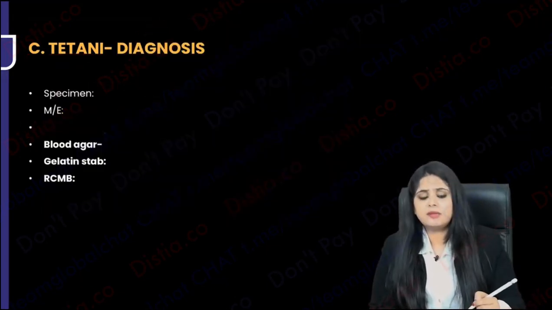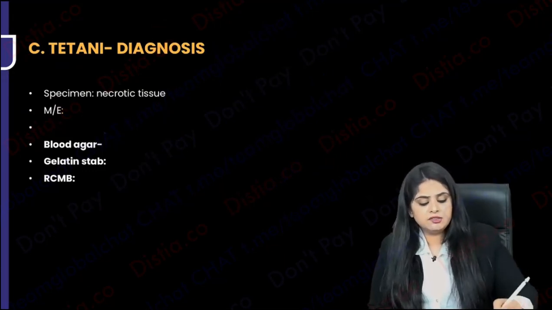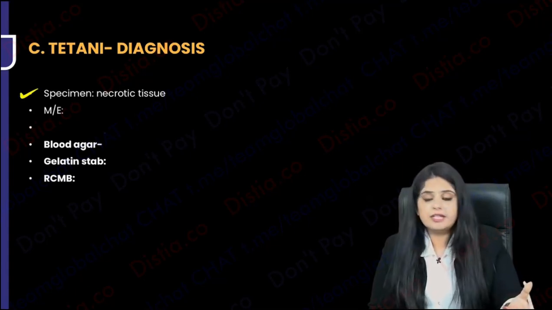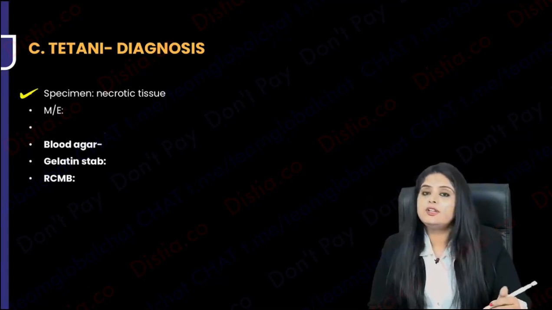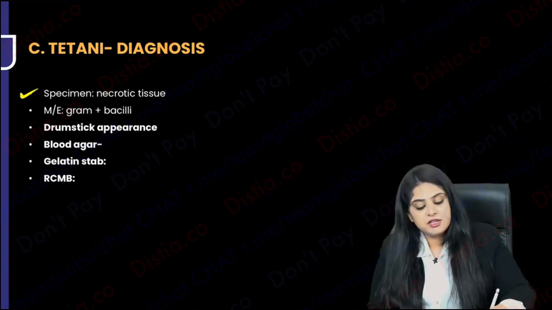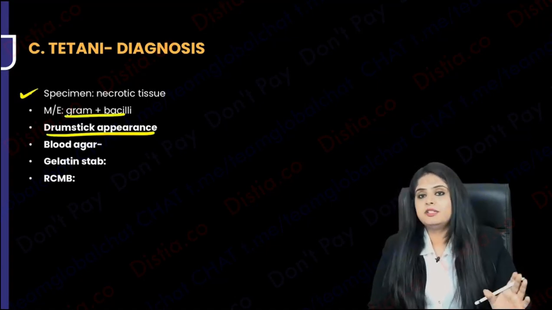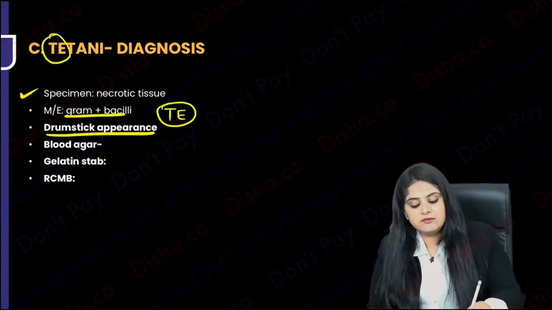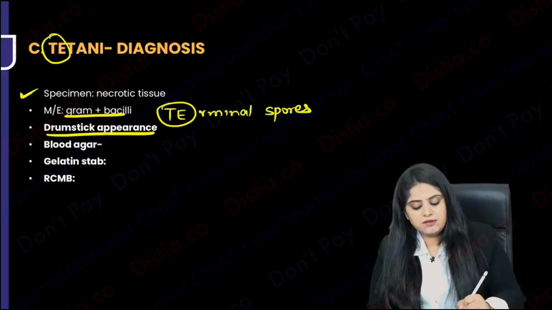We all know what is the specimen that we are going to take. Now obviously this is all associated with the muscles and the dead tissue. So we'll take the necrotic tissue. Do I already know if this is a gram-positive organism and what kind of spores does it have? We've already studied it. Ma'am, it has a drumstick appearance because it has TE for tetani and TE for terminal spores. Do you want to see a picture of those terminal spores? Have a look at this.